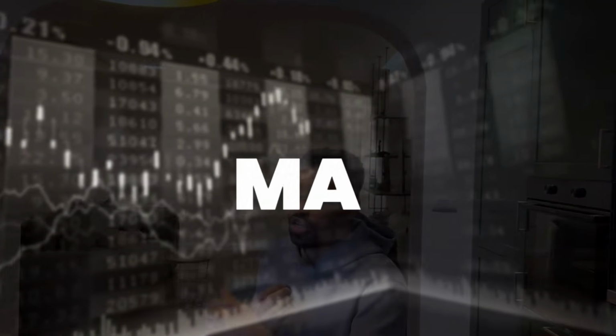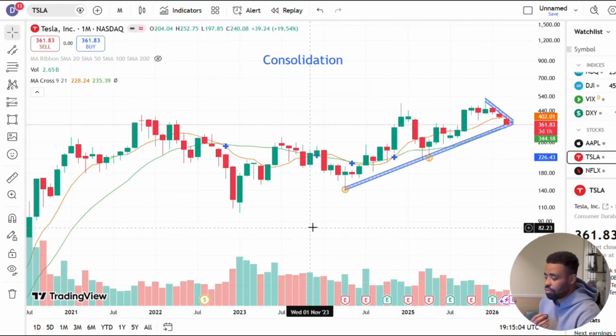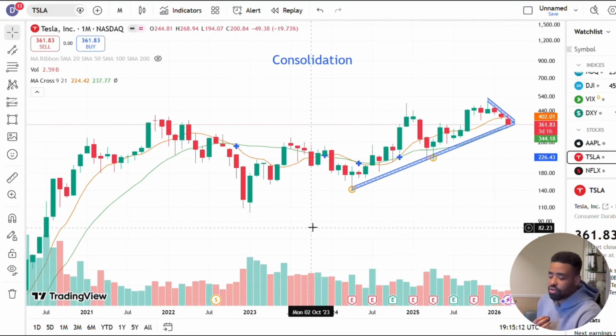Now let's start going into MAs, short for moving averages. A moving average is simply the average price of a stock over a certain period of time. So for an example, a 20-day moving average shows you the average closing price over the last 20 days. And then let's just say a 50-day moving average shows the average over the last 50 days. And so on and so on.